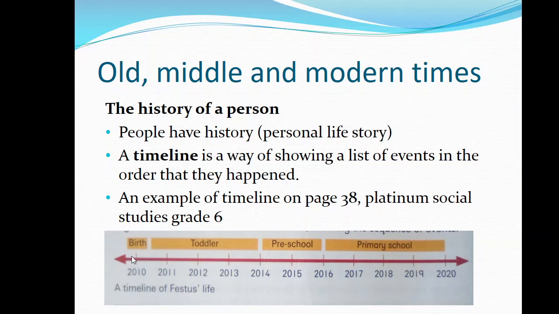So in your timeline, you have to place the most important events which happened in your life. For example, you can start with your birth, the stage when you're a toddler, when you went to preschool, and it ends with your present life. For example, if you are in primary school, your timeline has to end with the stage of primary school.